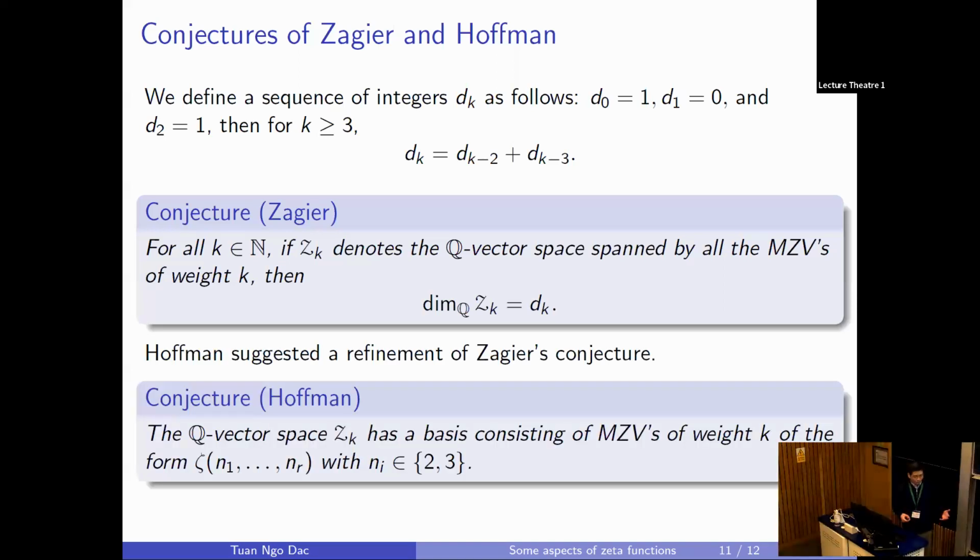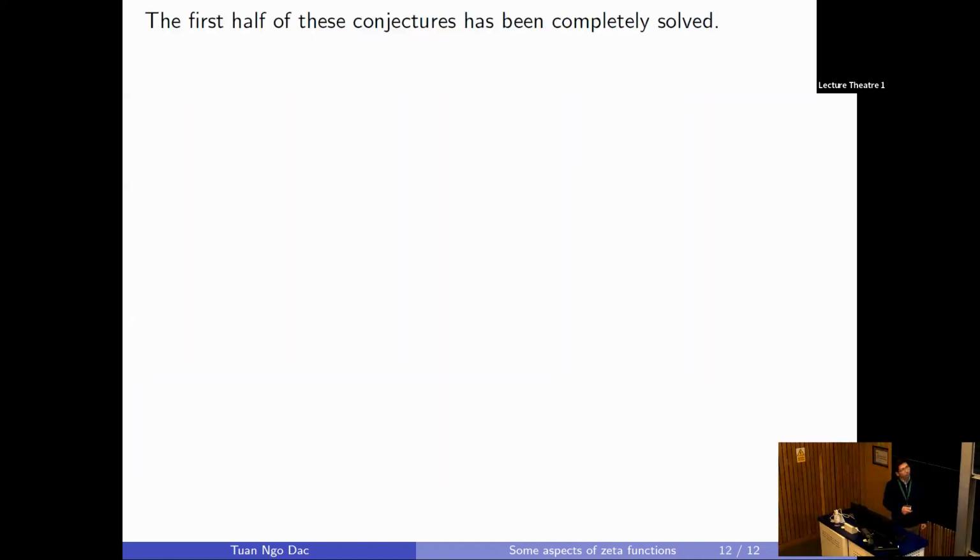Then Hoffman refined this conjecture by giving an explicit basis of this vector space. It says that if you look at the MCV of the form (n1, ..., nr) with each n_i just 2 or 3, so entries only 2 and 3, then it gives you a basis of this vector space. The first half of this conjecture has been completely solved.